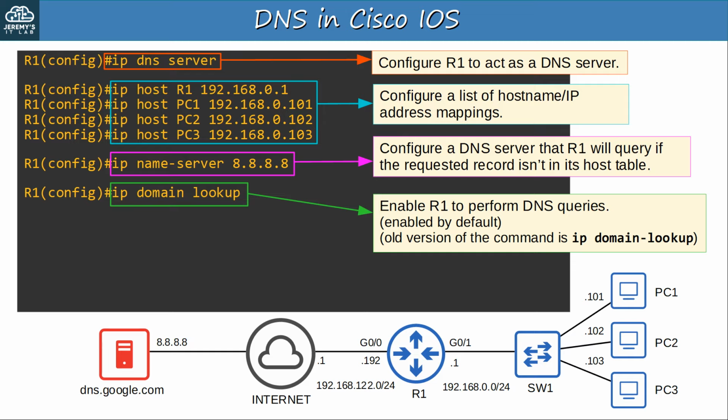By the way, a lot of resources teach an old version of the command, which is ip domain-lookup. This is the old version of the command. However, modern IOS versions still support it. You should probably know both versions, with and without the hyphen. So that's how you configure a router to be a DNS server. Now let me demonstrate how it works.